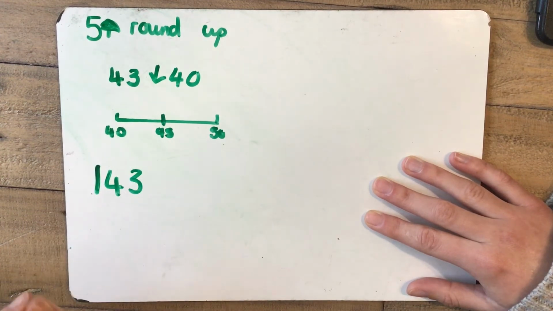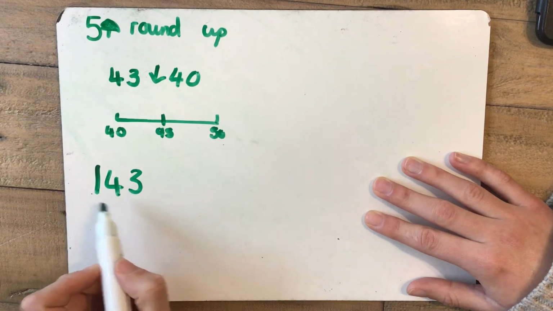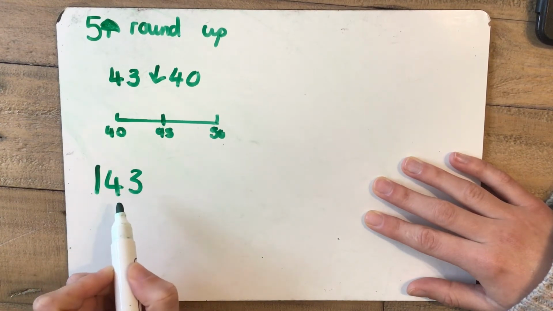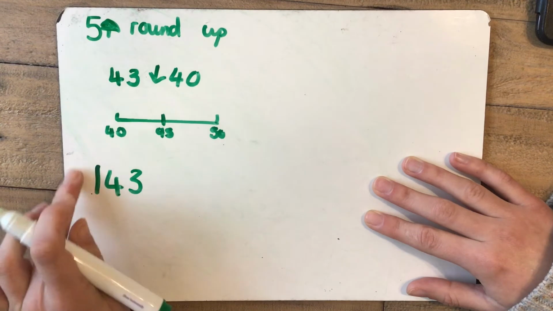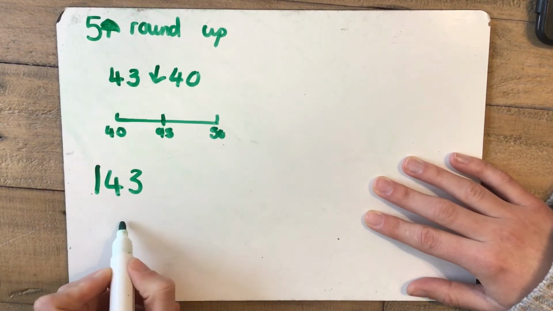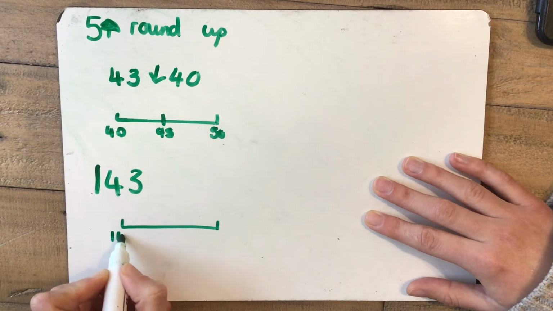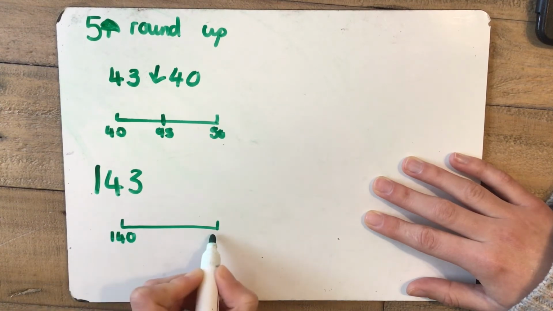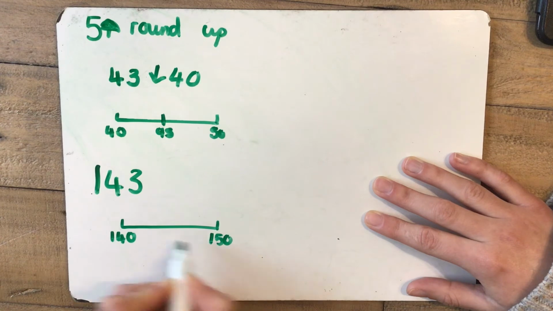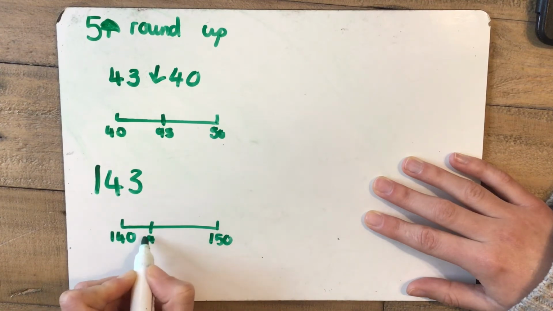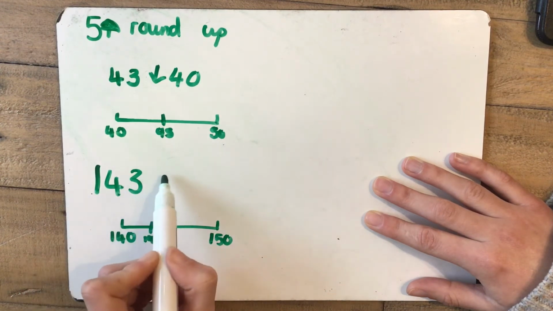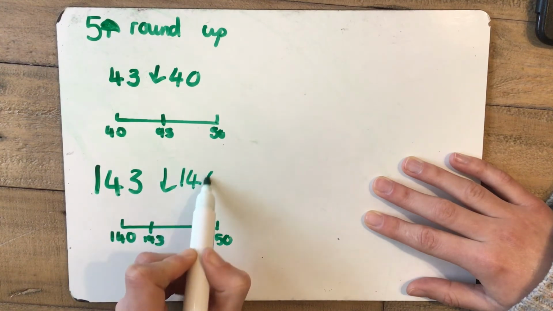So the question might ask me two things. It could ask me to round it to the nearest 10, or it could ask me to round it to the nearest 100. So if it asked me to round it to the nearest 10, please excuse the barking dog, I could again draw my number line. Now down here I would have 140, but up here I would have 150. So it's going to go down, isn't it? It's going to go down to 140.